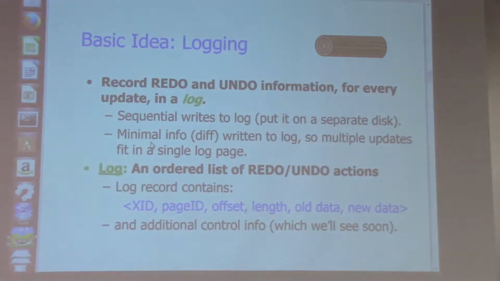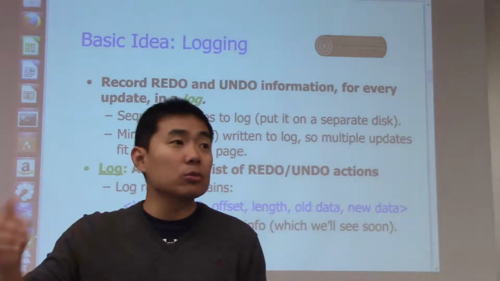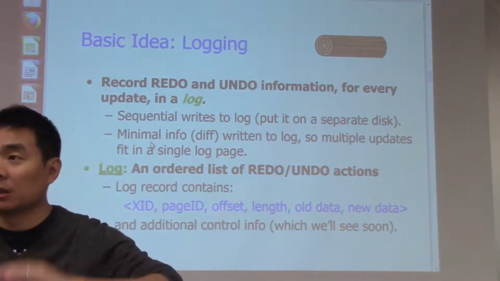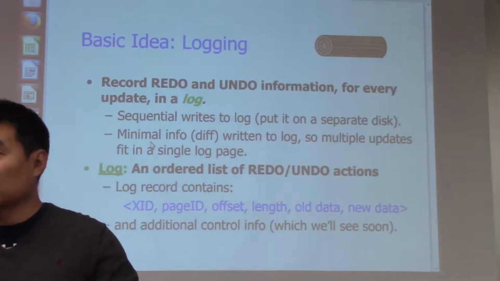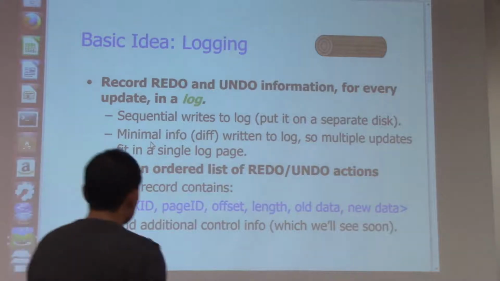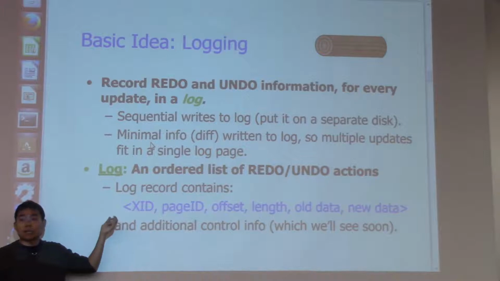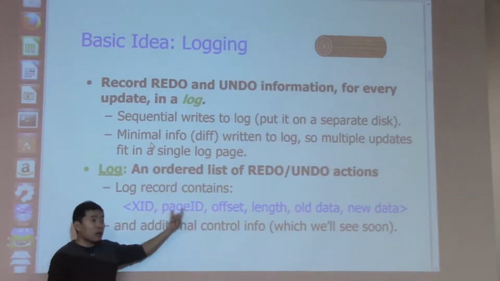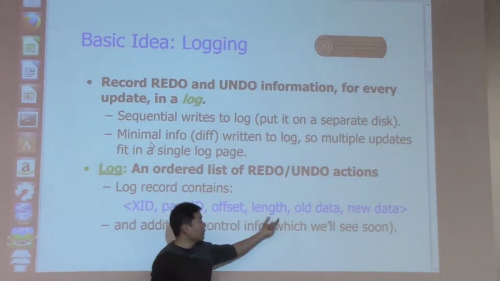There are a couple of notes you need to remember. We only do sequential writes to the log file. We never do random updates to a log file, meaning that you only do an append operation to a log file with new and incoming log records. So it just keeps coming with new log records. And each log record has a particular format. Typically a log record has a format like this: transaction ID, page ID, offset, length, old data, new data.